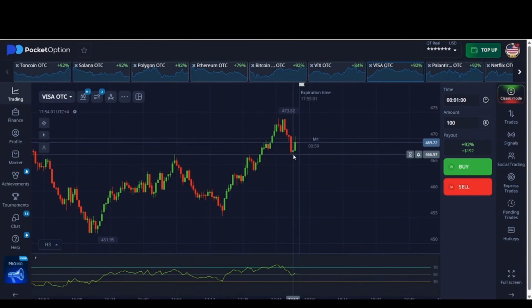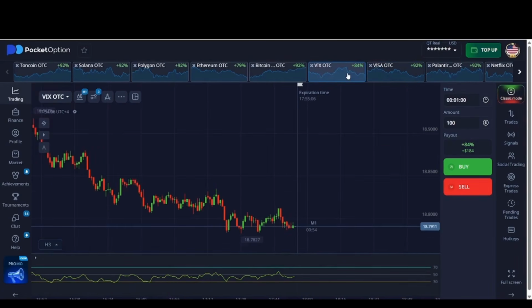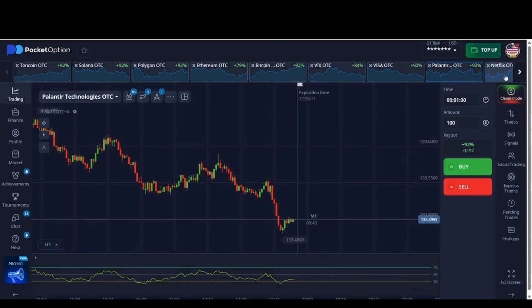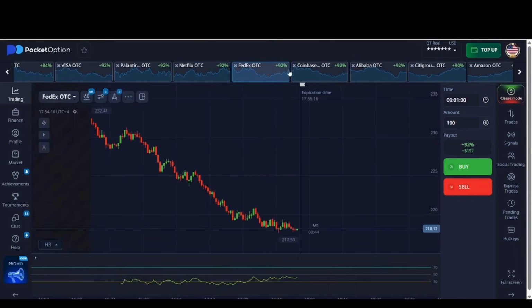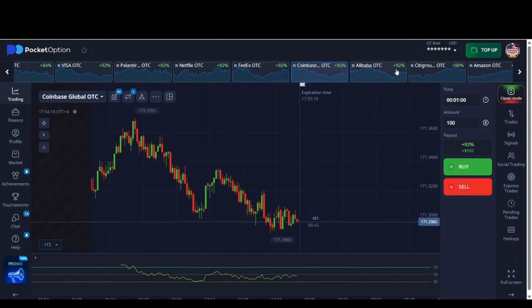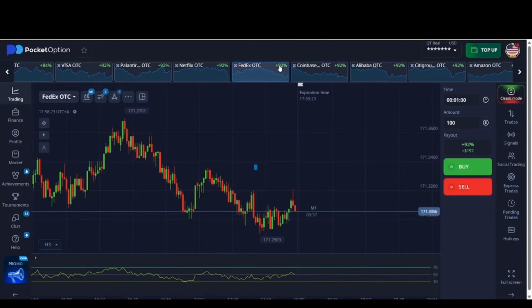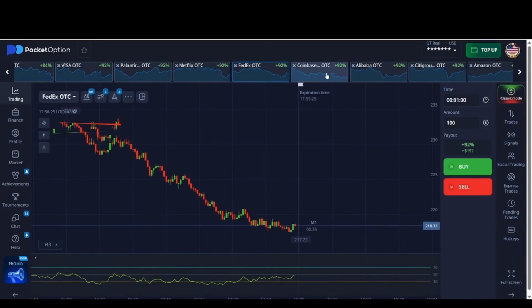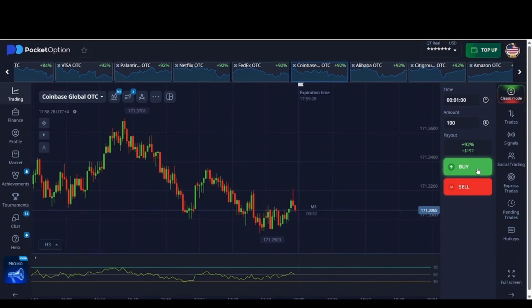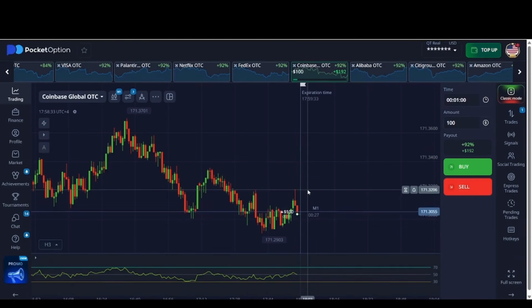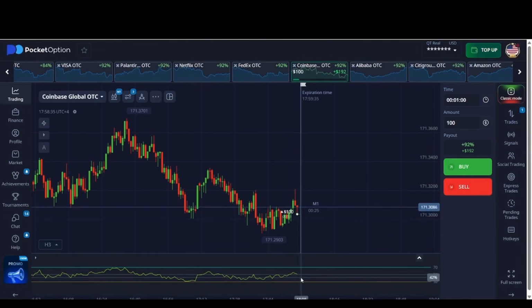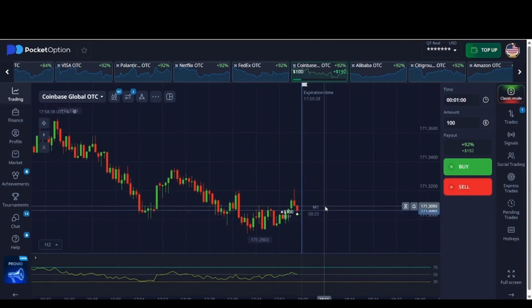Here you can see that the candle touched the 50 level, so you can proceed for an upside move. Let me find another example. Okay, I got a trade here, and I am proceeding with a $100 trade because the RSI line touched the 50 level. That's why I am proceeding for an upside move. Let's see what happens now.